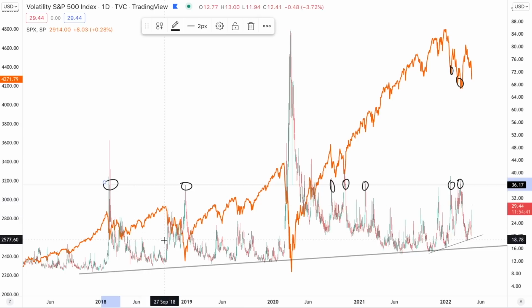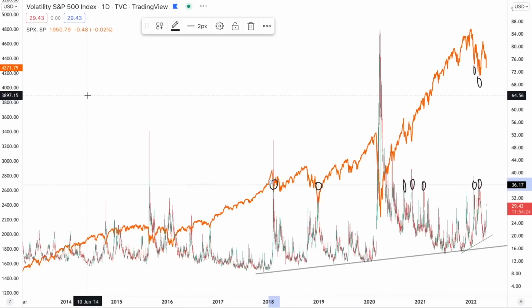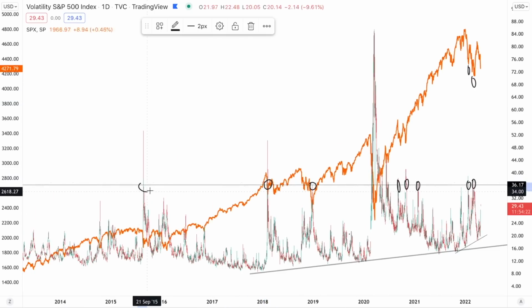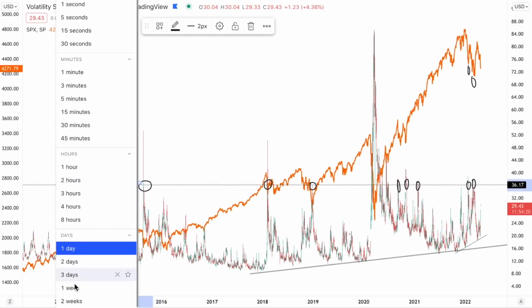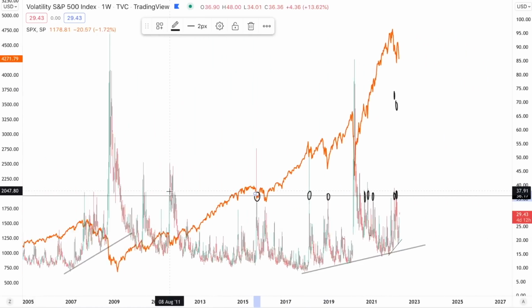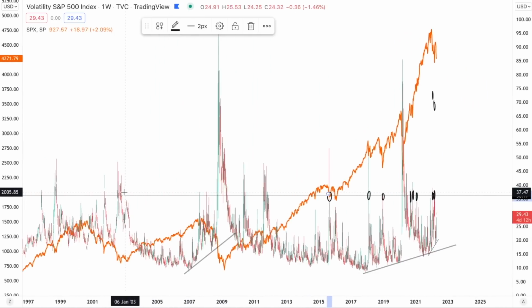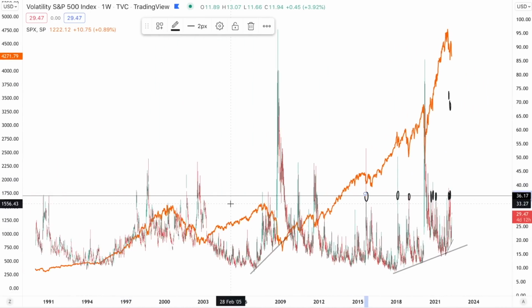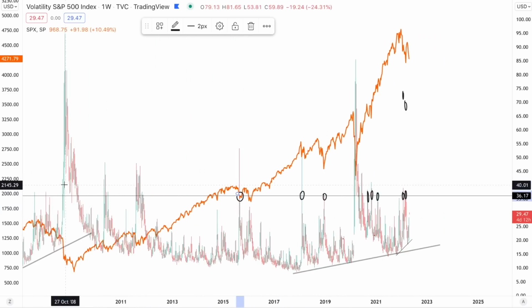Even the bottom of the 2018 correction here, which was a 20% correction, was ended with a VIX spike to 35. We can zoom out even further. All big corrections end with the VIX around that level. The only two exceptions we've had since the 1990s are really 2008 here and COVID-19, where the VIX spiked massively higher. I'm not saying that can't happen again, but right now that's not what we're anticipating.